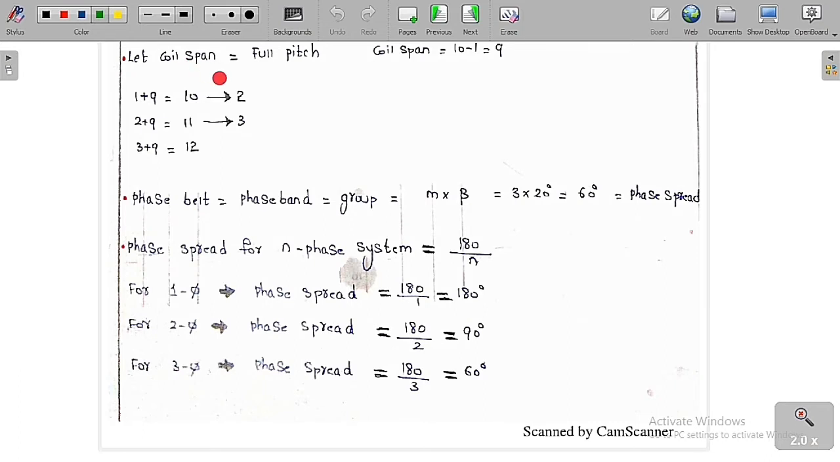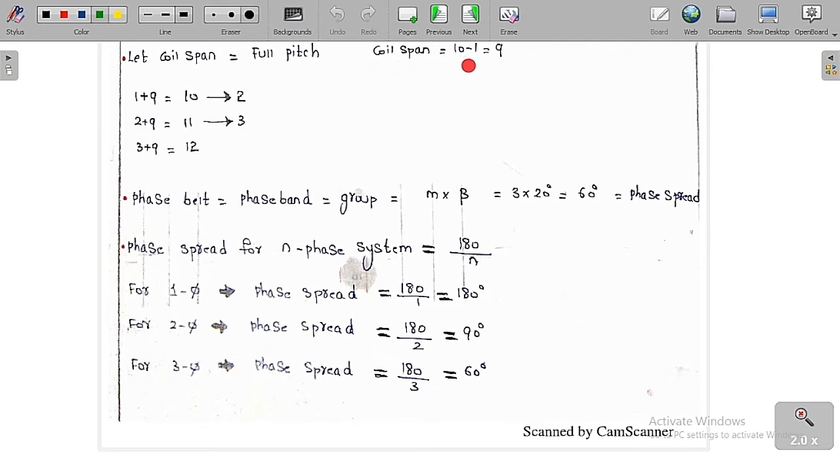So whenever the coil span is equal to pole pitch, here it has to be actually pole pitch, not full pitch. Whenever the coil span is equal to pole pitch, then only we can say it is said to be a full pitch winding.